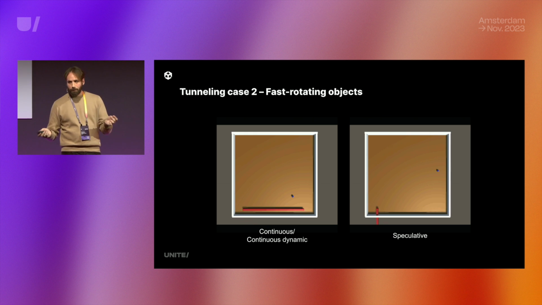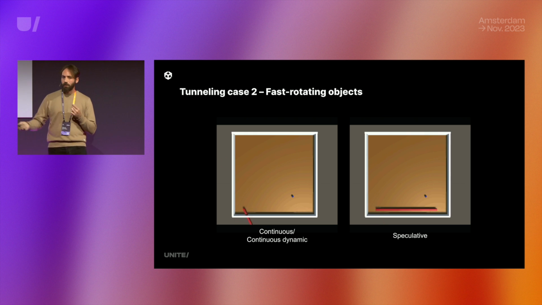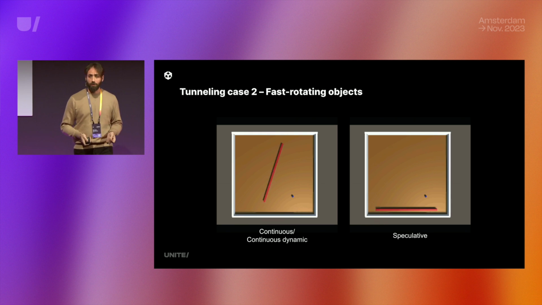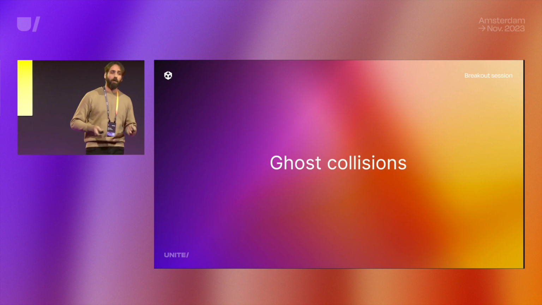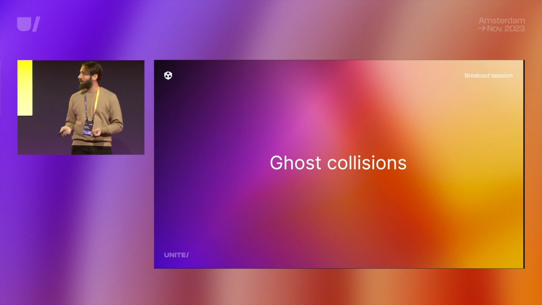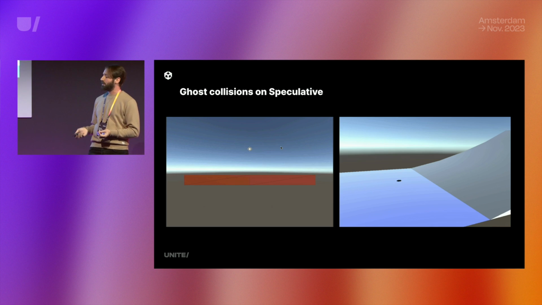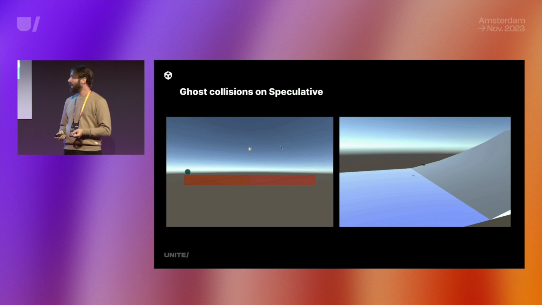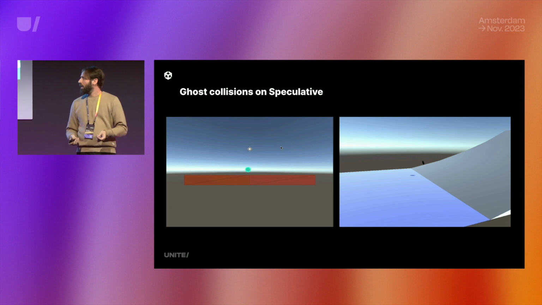So speculative is better. Why should we use continuous then? Because speculative introduces another problem given how it works. It's what is called ghost collisions. Let me exemplify this. You can see in this case a simple ghost collision, and why this happened. Essentially, you see a ball moving along a flat surface, and for some reason in the middle of the trajectory, the ball suddenly jumps. Why? Well, let's explain a little bit why this happened.